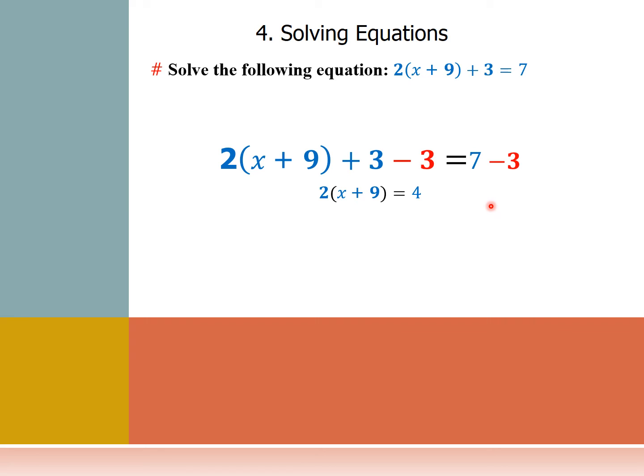So we have 2 times (x plus 9). Now you can distribute 2, or you can multiply by the reciprocal of 2. So 1 over 2 times 2 is equal to 1, and 1 over 2 times 4 is equal to 4 over 2, which is 2. So we have x plus 9 is equal to 2. Now subtract 9 from each side. We will have 9 minus 9 is 0, and 2 minus 9 is negative 7. So x is equal to negative 7.